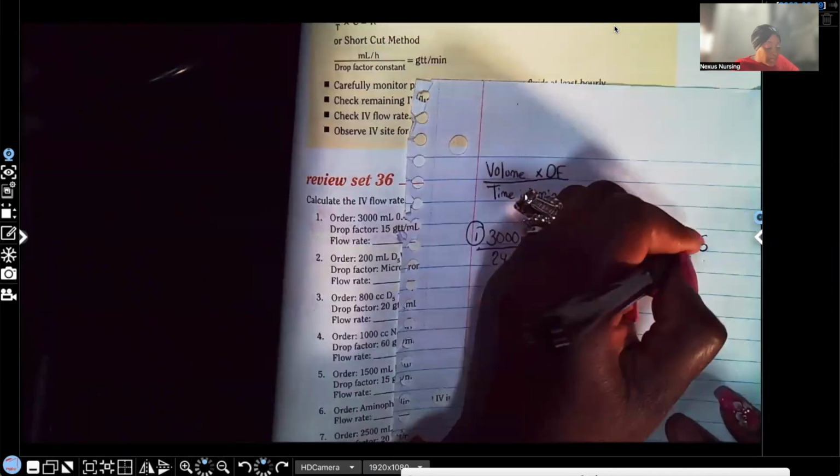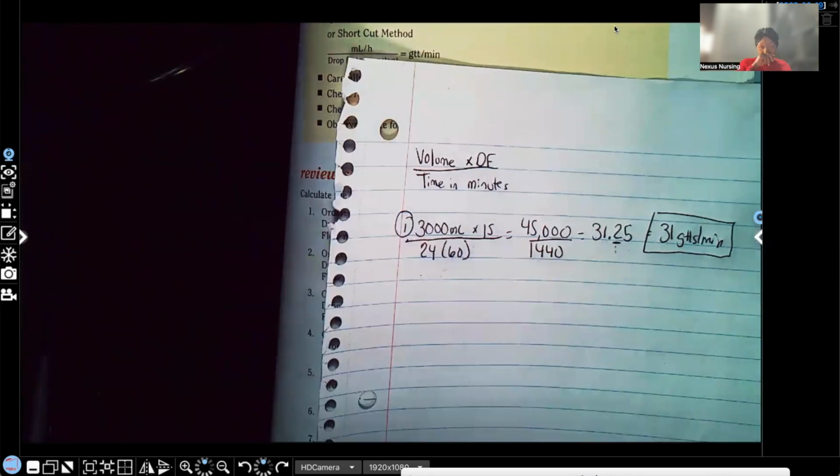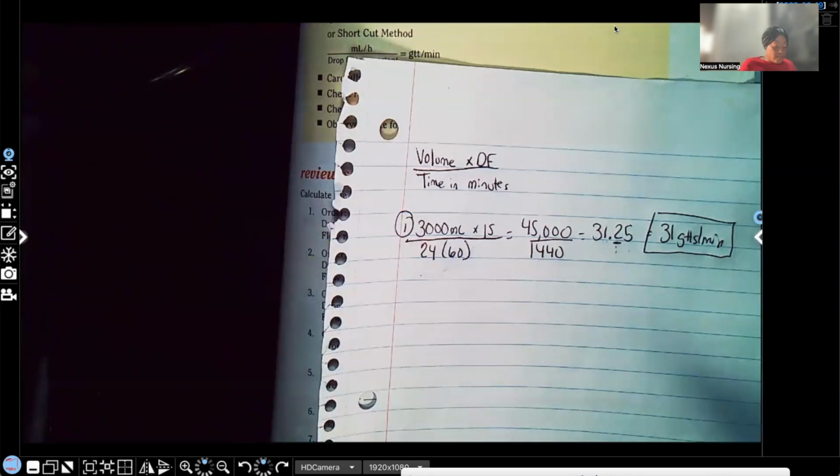So this 31.25, you're going to look at what's in the tenths place after that decimal. If it's a 5 or higher, you're going to go up. That 31 would have been a 32. But since what's in that tenths place is smaller than a 5, we're going to keep it as it is. So that 31.25 is what? 31. 31 drops per minute. And that's your answer. 31 drops per minute. Okay, you just plug them in where they belong.